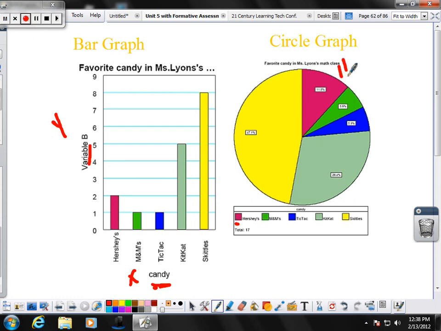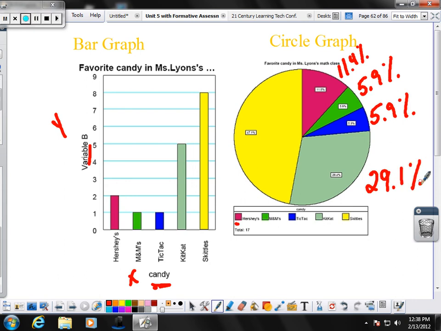This one looks like it's about 11.4%, maybe. This one looks like it could be about 5.9%. This one is the same, 5.9%. This one looks like it is about 29.1%. And then this one over here looks to be about 47.1%. Again, it's hard for me to read, but I'm trying to read those images right here.